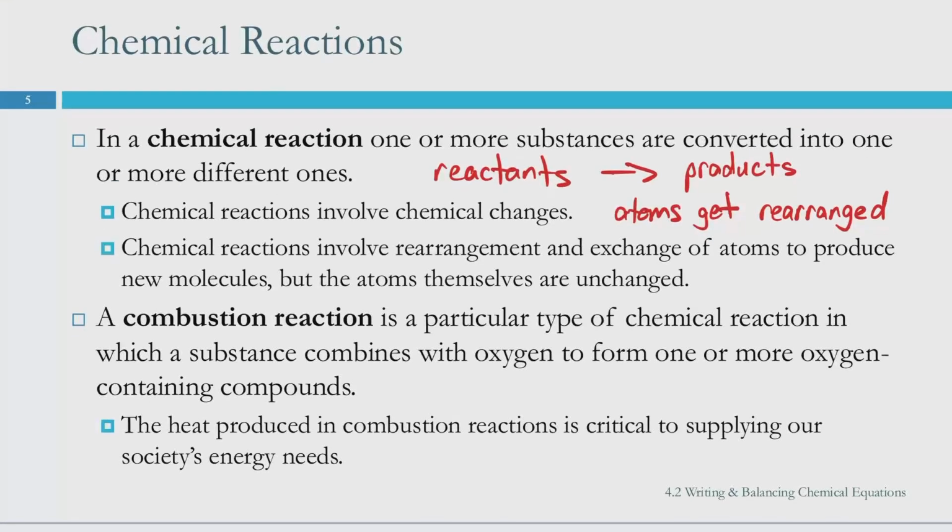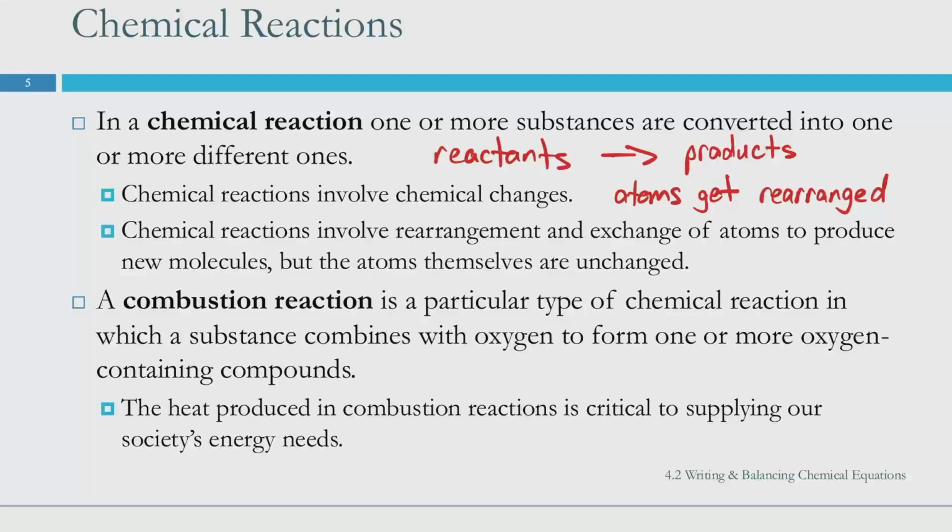One particular type of chemical reaction is a combustion reaction. A combustion reaction is a type of chemical reaction where a substance combines with oxygen and it forms one or more oxygen-containing compounds. Often this is going to have the shape fuel, whatever the fuel is: methane if you're burning a gas stove, propane if you're grilling outside, octane and some other related compounds if you're driving an internal combustion engine vehicle.